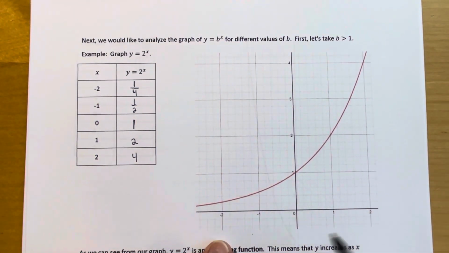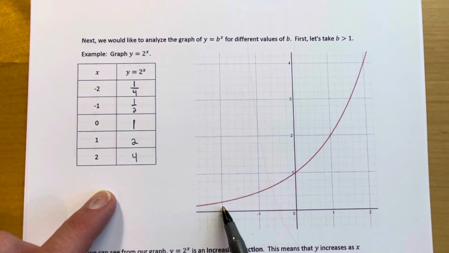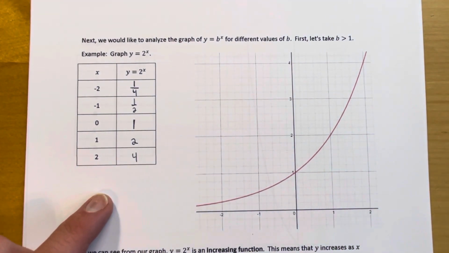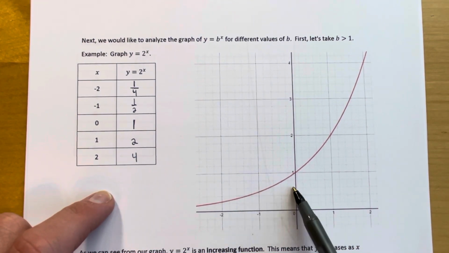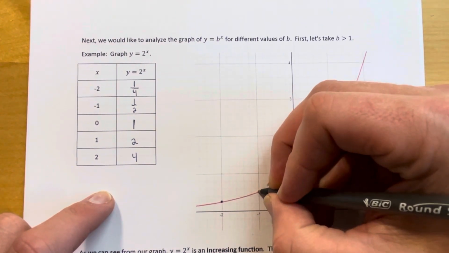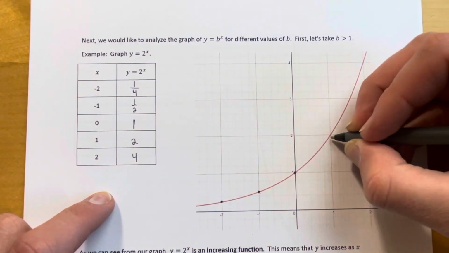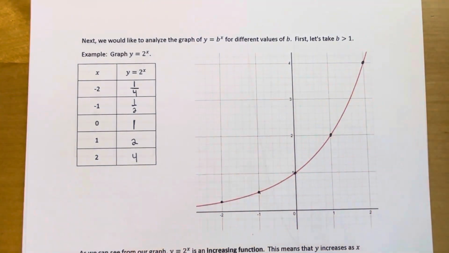Okay, you can find these values here. So for example, negative 2, when I plug that in, gives me 1/4, which looks like that's about right based on what this graph is showing me. Negative 1 gives me 1/2 right there in the middle, and so on and so forth. You can identify the points that we just plotted on this graph here. Connecting the dots gives me this curve.